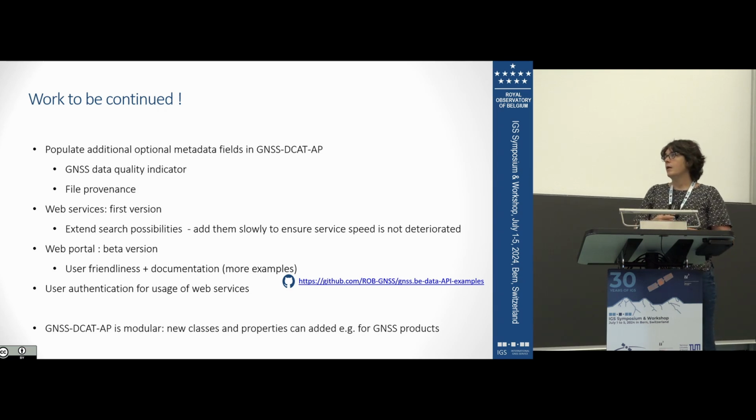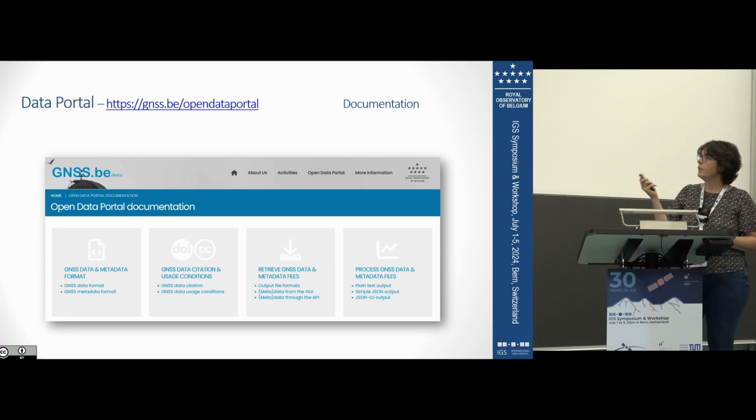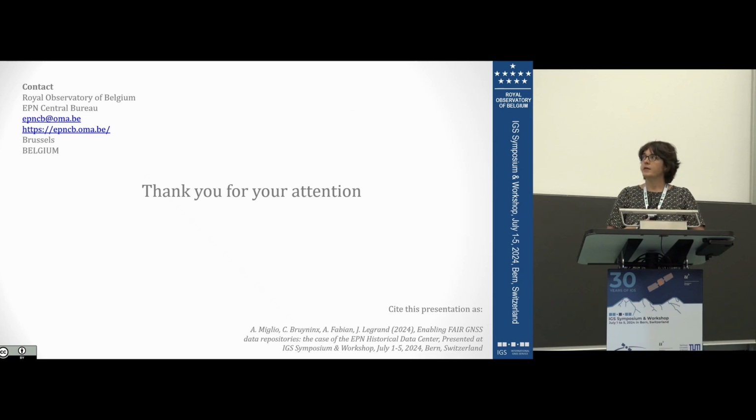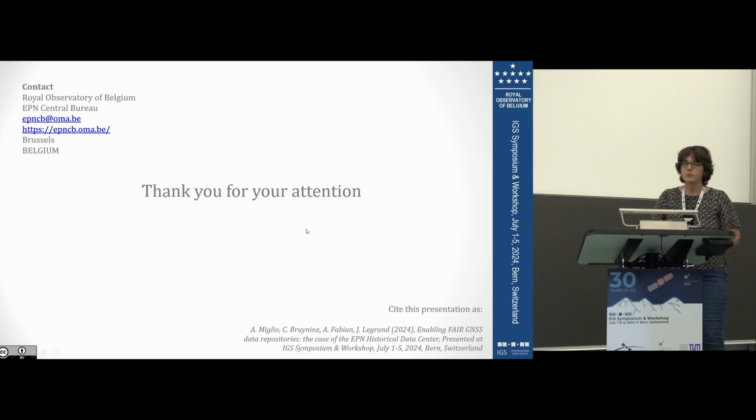For the web portal, we would like to improve the user-friendliness and provide more examples. We already have some that are available, but we would like to have more. We are thinking about implementing user authentication for the usage of web services, and the GNSS DCAT-AP we built is modular. It means that new classes or properties can be easily added, for example for the GNSS project.